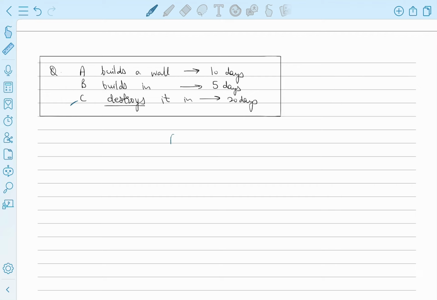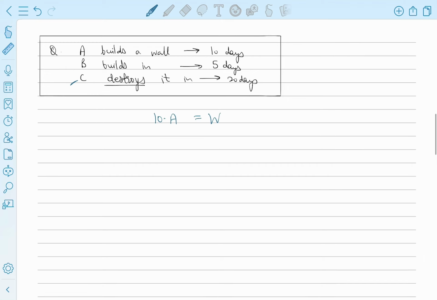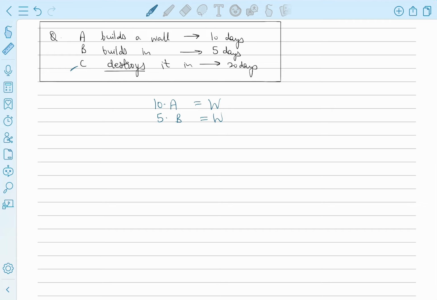A builds a wall in 10 days, so 10 into A is equal to work, or wall. B also does it in 5 days, but now C here is destroying the wall in 20 days. So I would like to add a negative sign here because this is negative work. And when I introduce C in equations in which A and B are present, I would write the C with a negative sign.